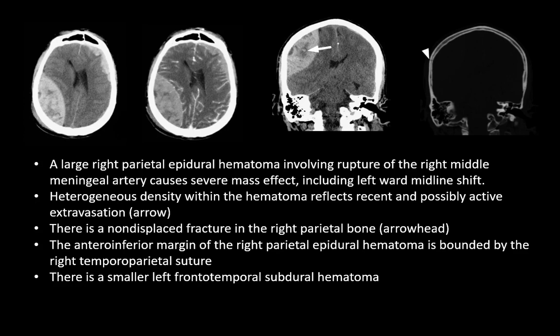There is also a non-displaced fracture in the right parietal bone marked by the arrowhead on the bone window coronal image. The anterior-inferior margin of the right parietal epidural hematoma is bounded by the temporoparietal suture, and there is a small left frontotemporal subdural hematoma on the left side. This is a case of extradural or epidural hematoma.